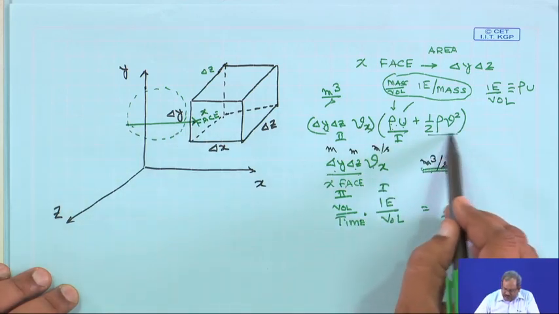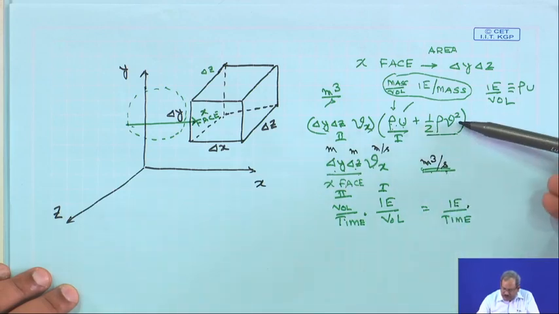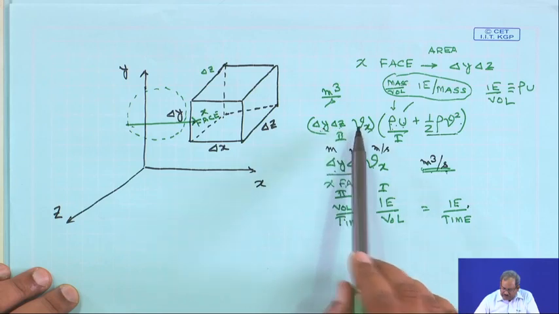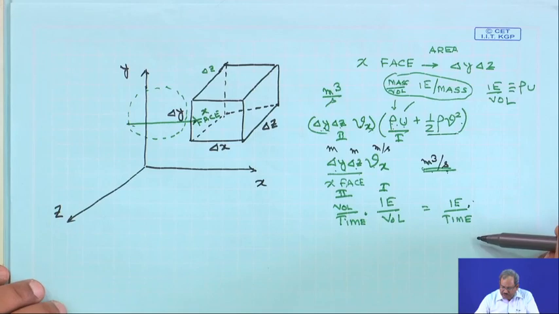The same applies for the kinetic energy part of it. When you multiply half rho v square with term 2, which is del y del z times Vx, it is going to give you the kinetic energy per unit time.